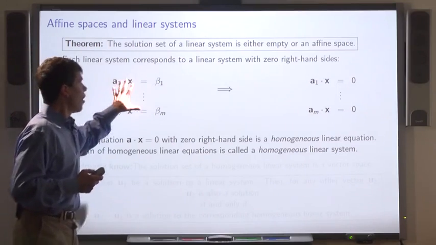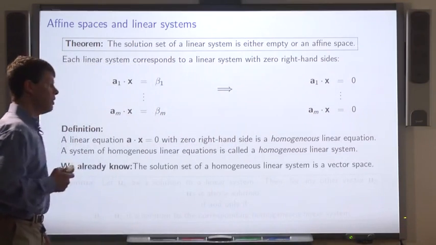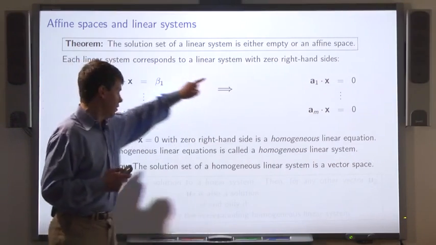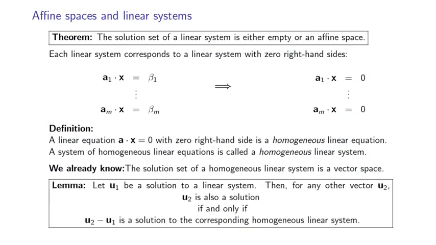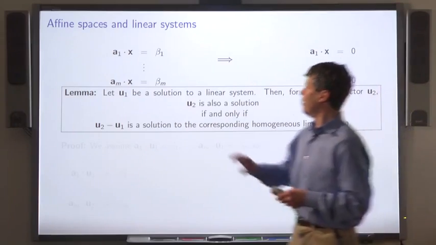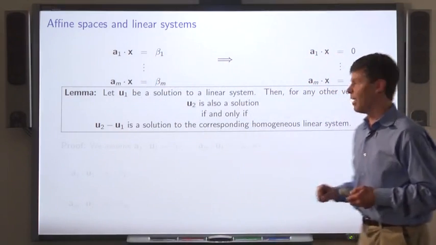So what we've seen is from any linear system, we can derive the corresponding homogeneous linear system. Now, we already know that the solution set of a homogeneous linear system is a vector space. Now we use a lemma. Let u1 be any solution to some linear system. Then for any other vector, u2, u2 is also a solution if and only if u2 minus u1 is a solution to the corresponding homogeneous linear system. Okay, remember, here's a linear system, and here's the corresponding homogeneous linear system. Now let's prove this lemma.